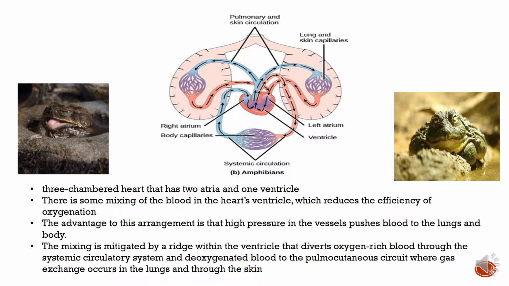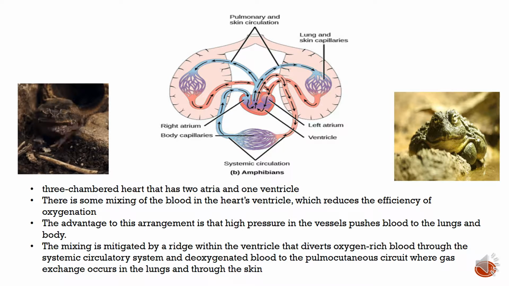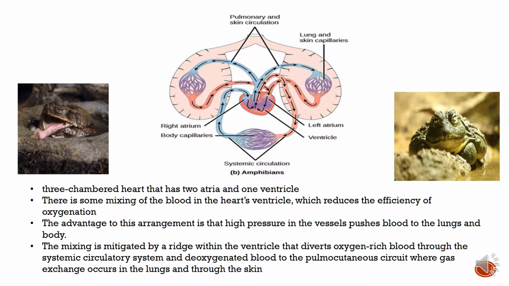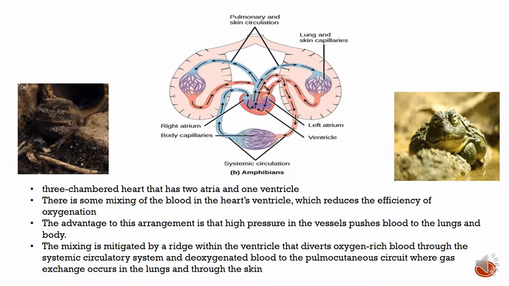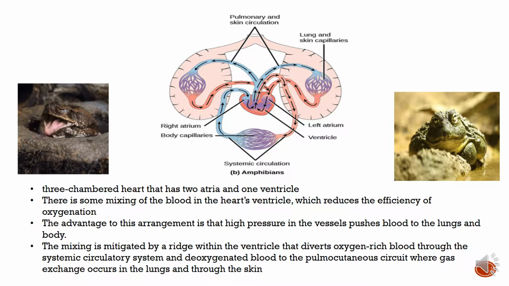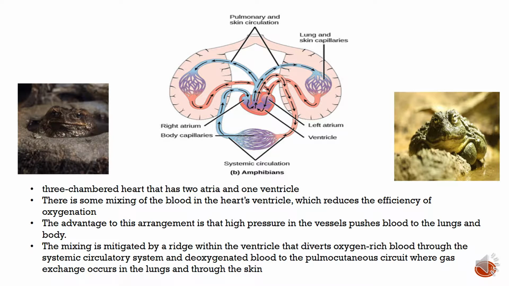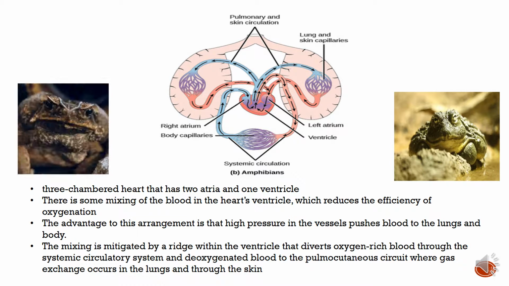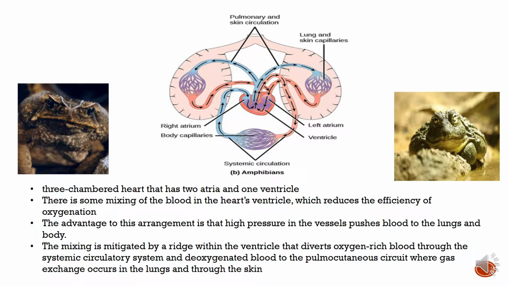The 3-chambered heart of an amphibian has 2 atria and 1 ventricle. There is some mixing of the blood in the heart's ventricle, which reduces the efficiency of oxygenation. The advantage to this arrangement is that high pressure in the vessels pushes blood to the lungs and body. The mixing is mitigated by a ridge within the ventricle that diverts oxygen-rich blood through the systemic circulatory system, then deoxygenated blood to the pulmocutaneous circuit where gas exchange occurs in the lungs and through the skin.